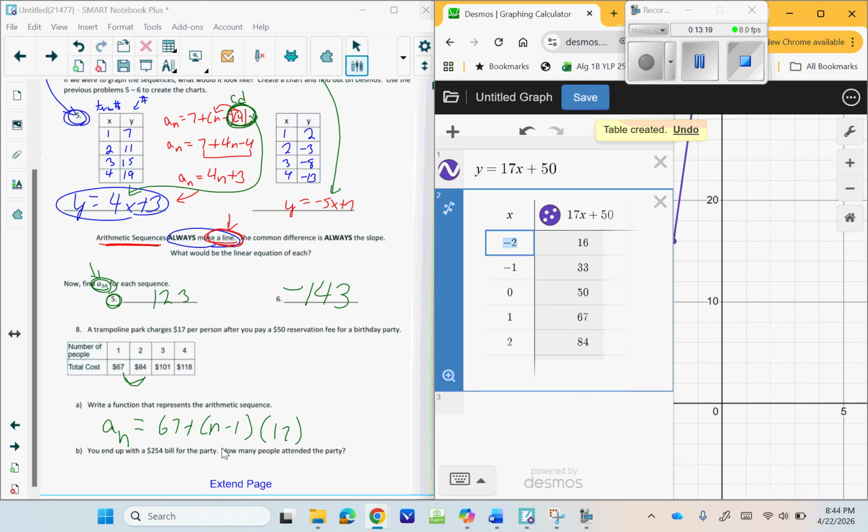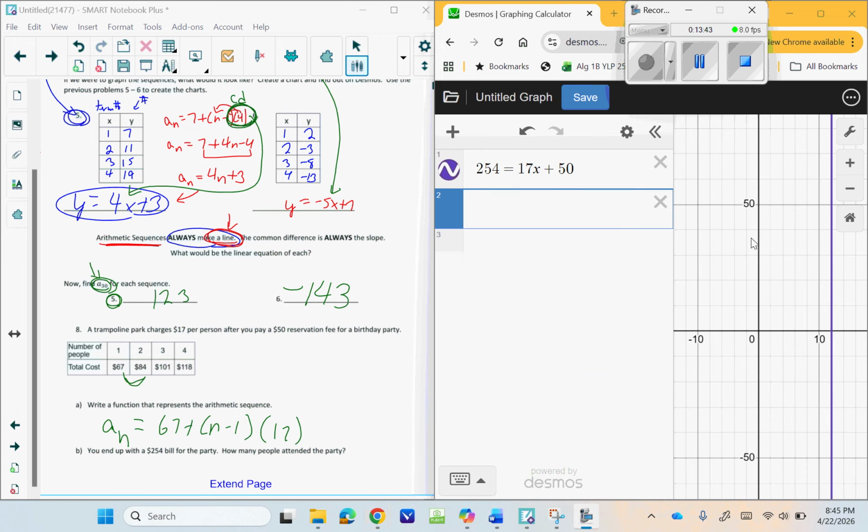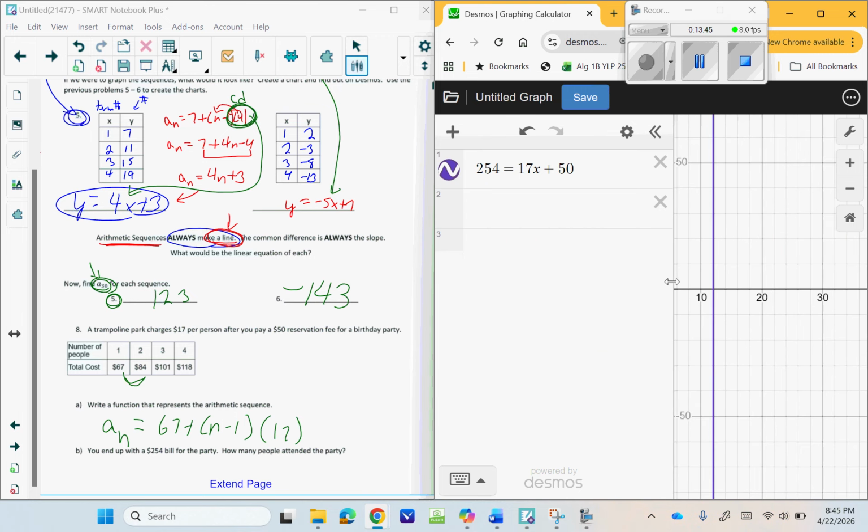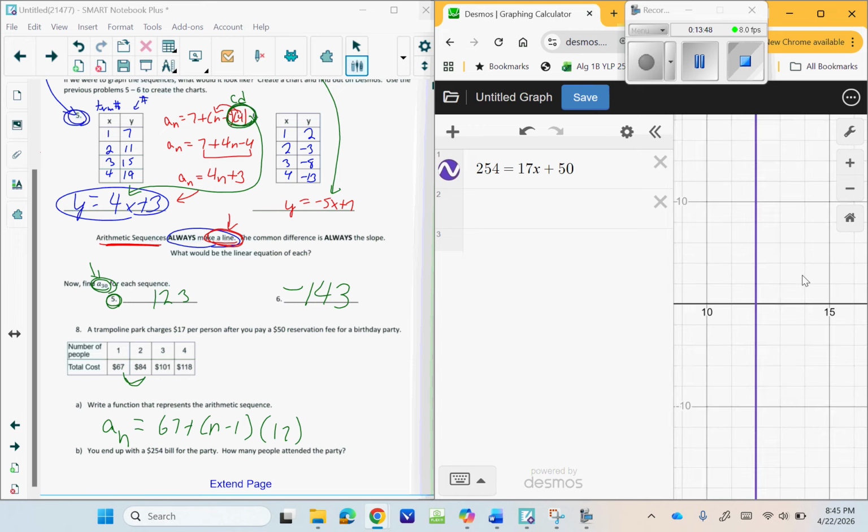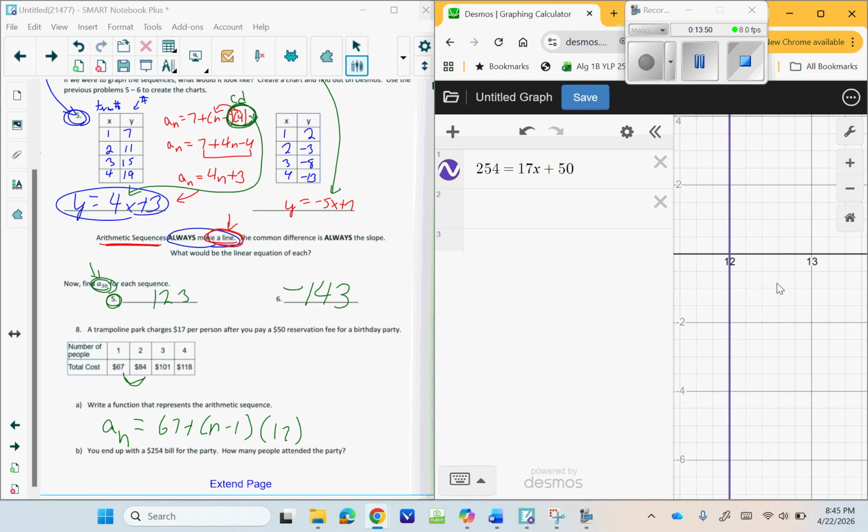Okay, so once you have that, I'm going to go ahead and copy that and get the table off of that. Okay, so it says you end up with a $254 bill for the party. How many people can attend the party? Okay, so you can either put in 254 here, or unfortunately you can't put it in the Y value here, but you could put 254 in for this. And when you do that, it creates another straight line, just like we've talked about with solving. And then you'll have to zoom in, but it ends up giving us 12.